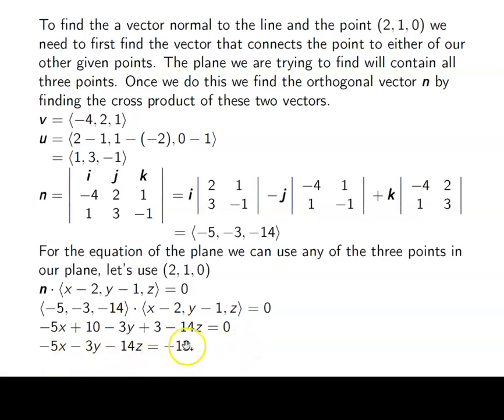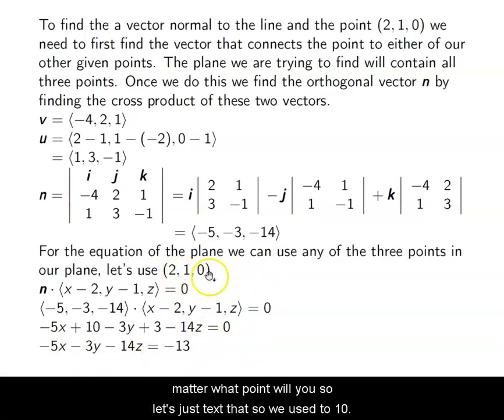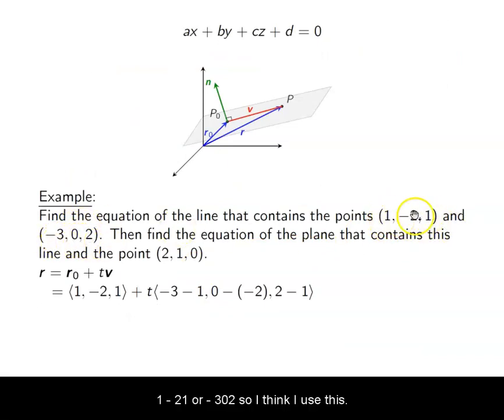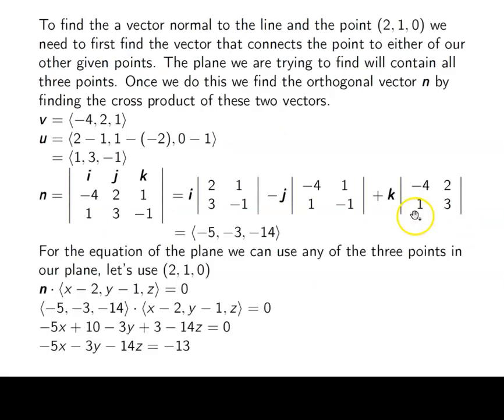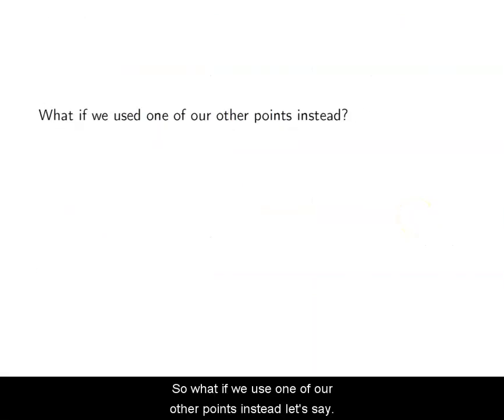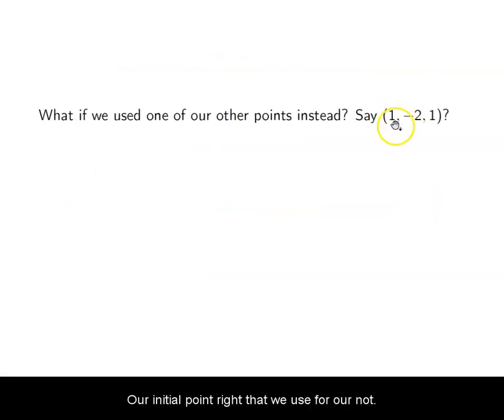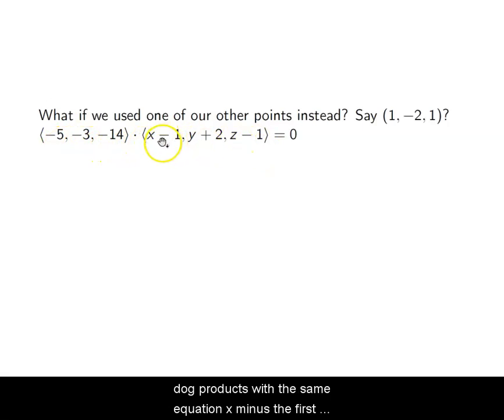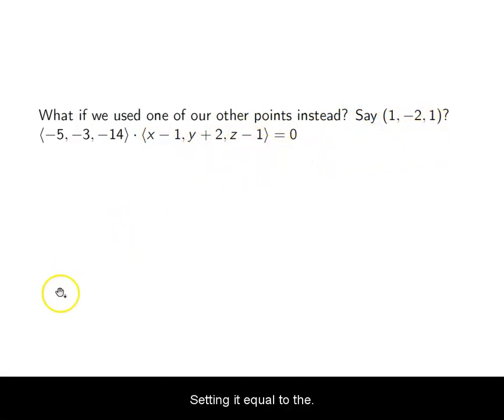What if we use a different point? I said it doesn't matter what point we use, so let's test that. We have the other points, 2, 1, 0, or 1, negative 2, 1, or negative 3, 0, 2. Let's use our initial point that we used for r naught. We still have that normal vector here, and we're taking the dot product with the same equation, x minus the first term, y minus the second term, z minus the last term, setting it equal to 0.